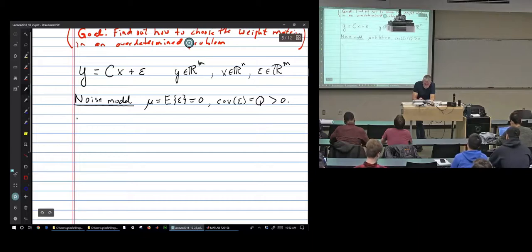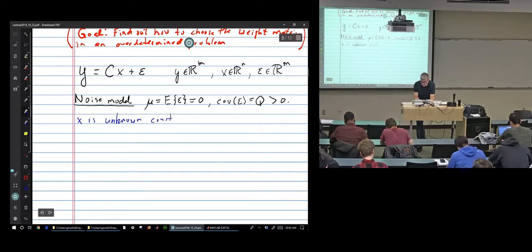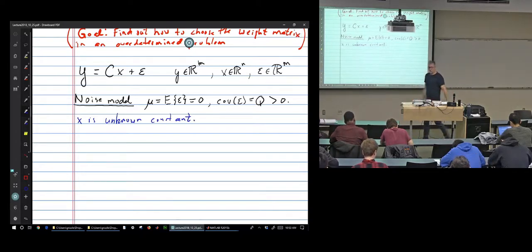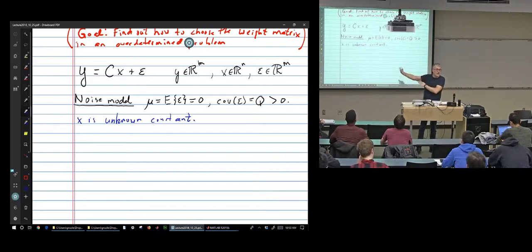Now what is X? X is an unknown constant. But unfortunately, in this problem, we have no side information about X. We have no idea what its mean is, and we have no idea what its covariance is. I have no information on X, only on the noise perturbation. That's this problem formulation.